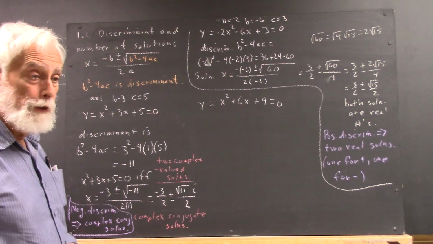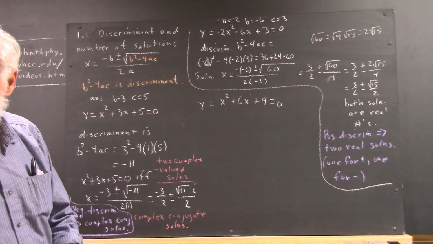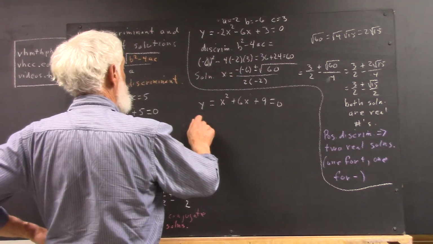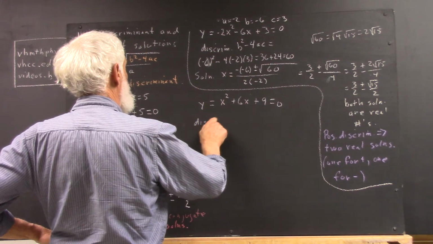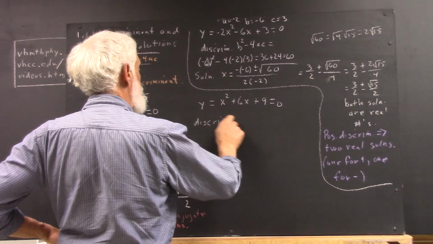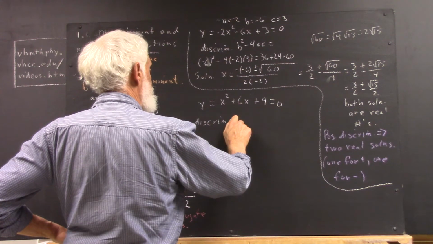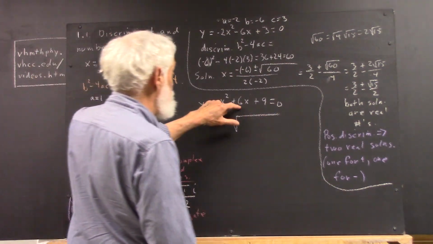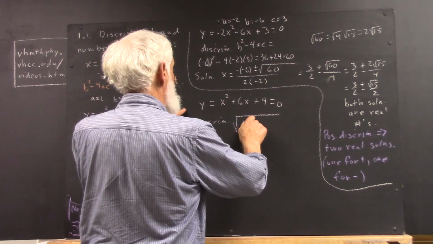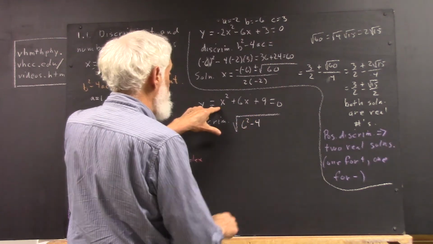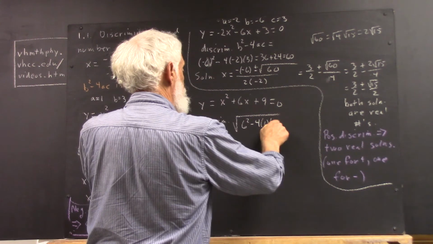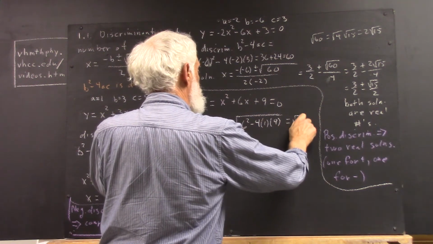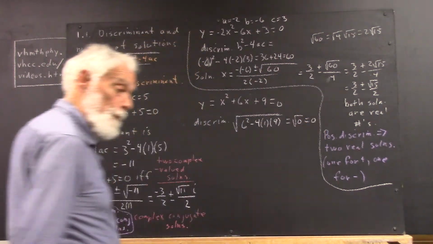Now there's a third case, and this chalk is getting awful short, but I think I can make it. Okay, the discriminant here is, and I'm just going to write it out, it's b squared minus 4ac. b is 6, so it's 6 squared minus 4. A is 1. C is 9. And you work that out, you get the square root of 0, which is 0.